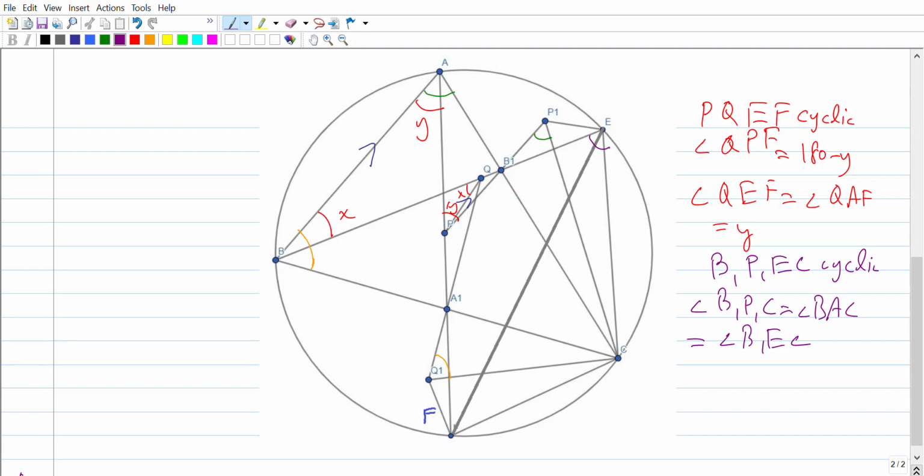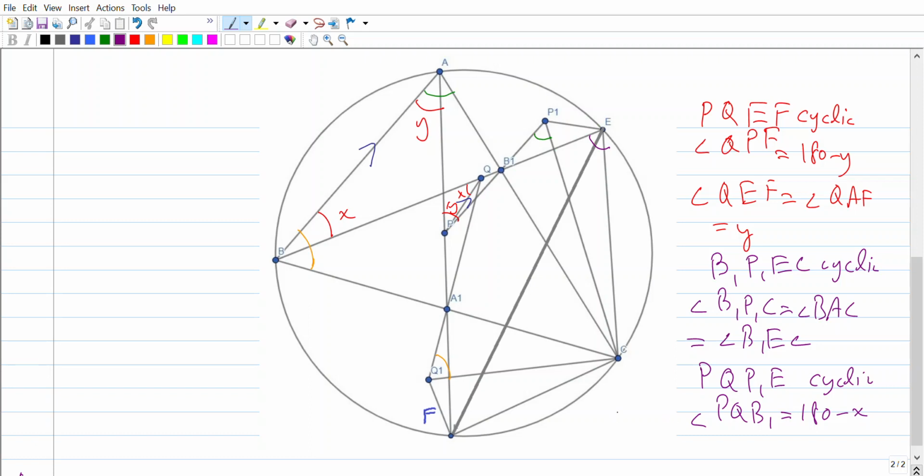Now we want to prove basically that PQP1E is cyclic. To prove this, first of all, we find angle PQB1, and this is equal to 180 minus X, since it's a straight line. And if the quadrilateral is cyclic, then angle B1P1E should also be equal to 180 minus X, since the two angles are subtended by arc PE if it is cyclic.